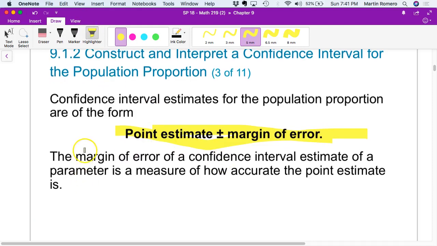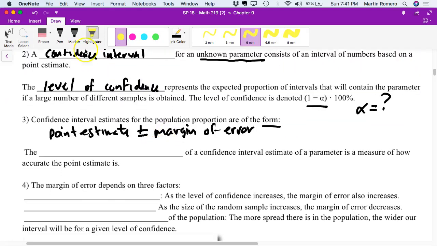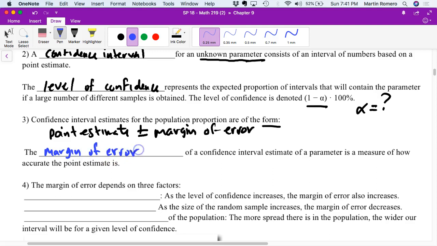And the next idea is what we call the margin of error of a confidence interval. It's a measure of how accurate the point estimate is. So that's the next term we have put in here. The next term we're going to put in here is called margin of error. How far off do you want to be, right? And so we're going to end up using that.